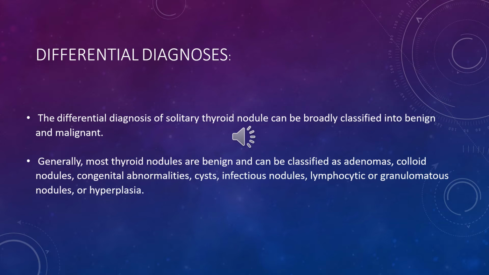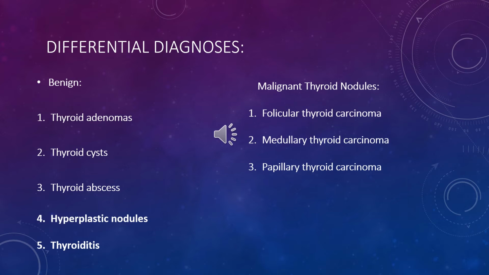But most solitary thyroid nodules are benign, so it is either adenomas, colloid nodules, congenital abnormalities, cysts, infectious nodules, and so on. And there is also the malignant type of thyroid nodule, which is either follicular, medullary thyroid carcinoma, or papillary thyroid carcinoma.